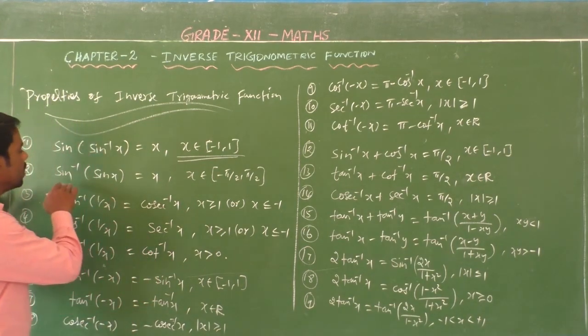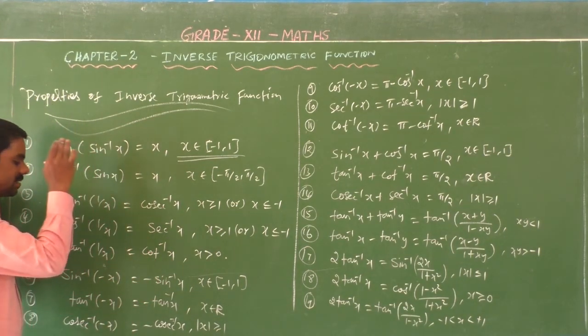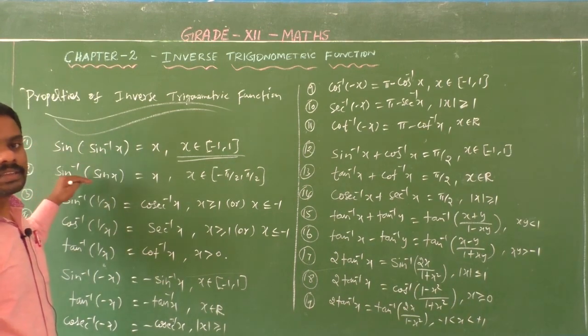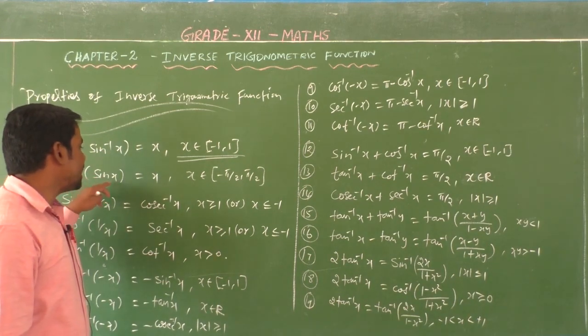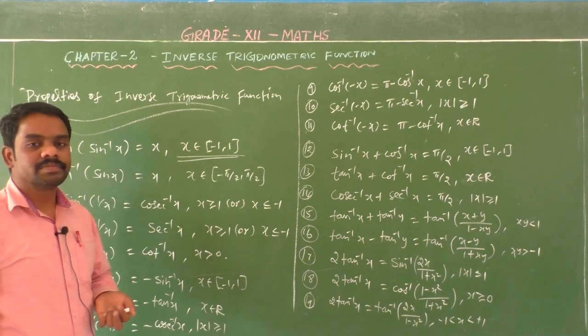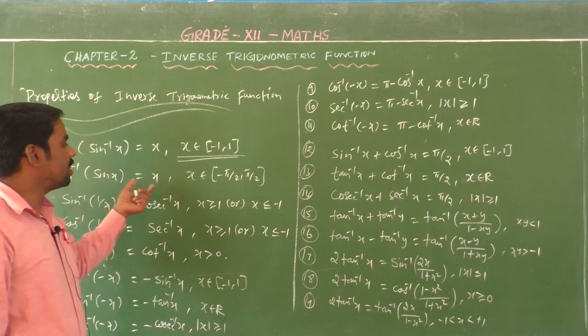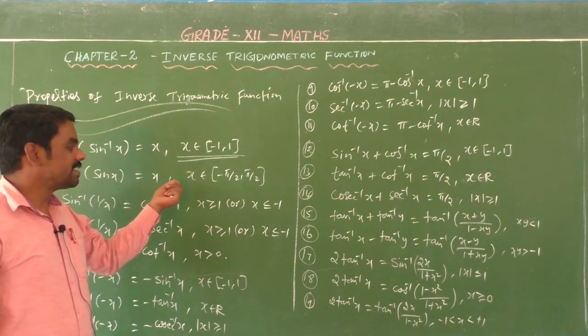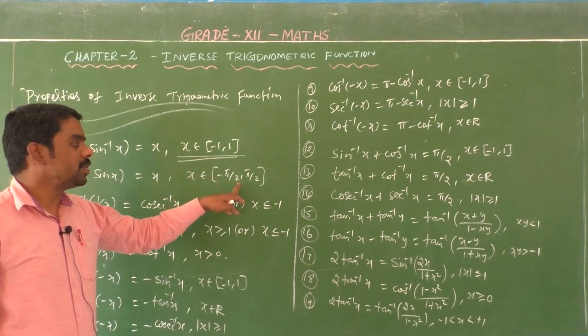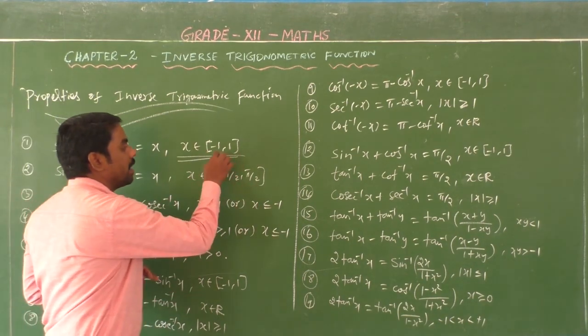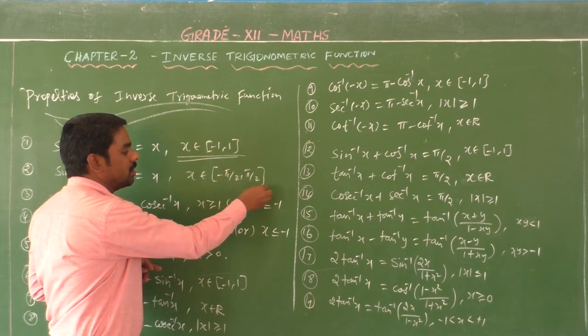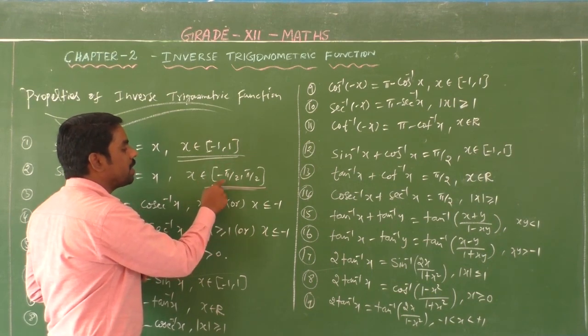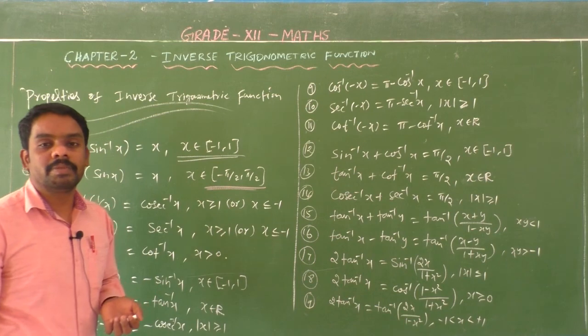Next, the second one, sine inverse of sine x. Sine inverse of sine x is equal to x, where x belongs to the closed interval minus pi by 2 comma plus pi by 2. But here, it was minus 1 comma plus 1. Here the range value is x belongs to minus pi by 2 comma plus pi by 2.